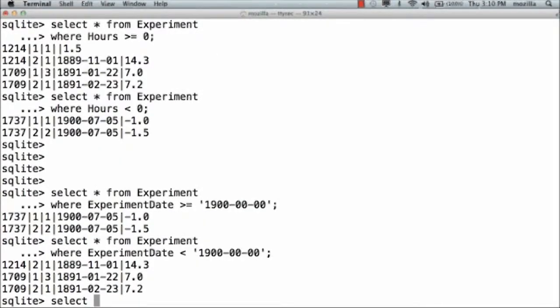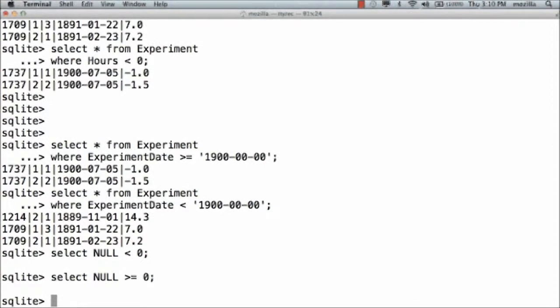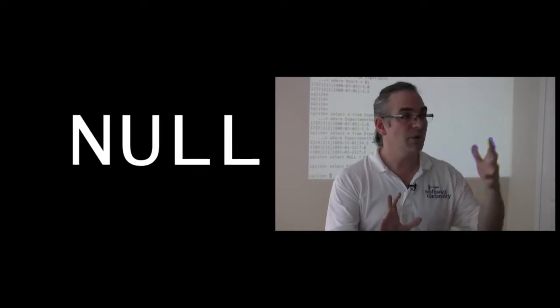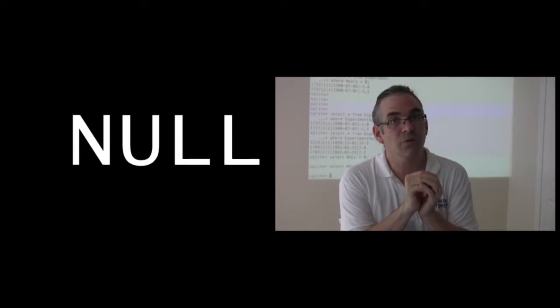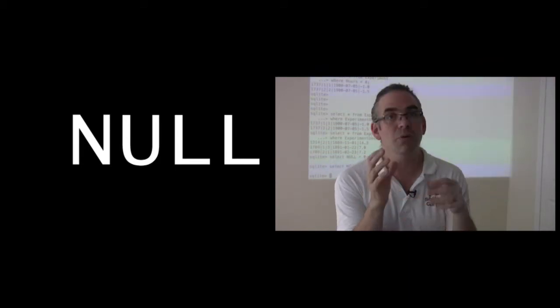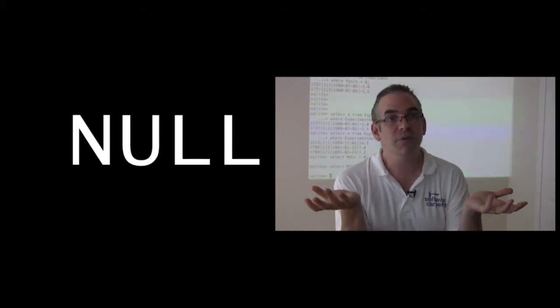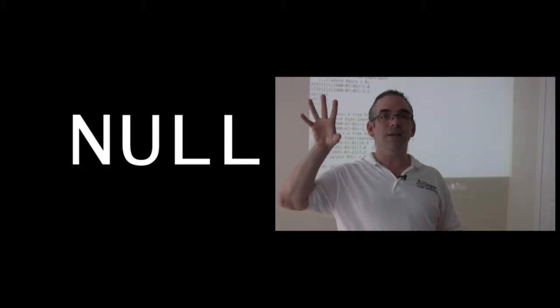Null is not less than 0. If I say select null less than 0, the answer is null. If I say select null greater than or equal to 0, the answer is also null. Null is not less than 0, because if we don't know the value, we don't know if it's less than 0. In fact, null less than 0 returns null. It doesn't return true or false. Null greater than or equal to 0 returns null rather than true or false. Null plus 5 is null. Null minus 15.3 is null. Null and anything is null, because as soon as you've got an unknown in an equation or a relationship, the answer is unknown.